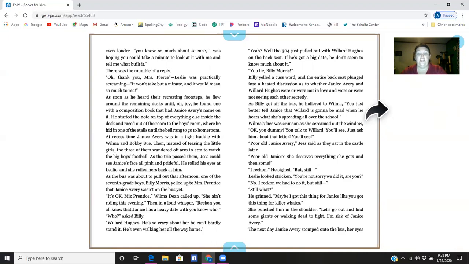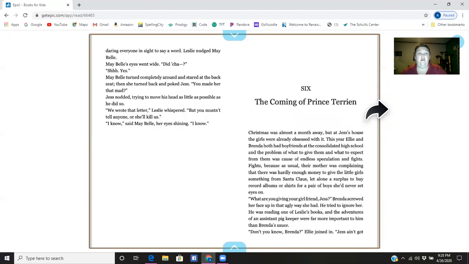The next day, Janice Avery stomped onto the bus, her eyes daring everyone in sight to say a word. Leslie nudged Maybelle. Maybelle's eyes went wide. "Did ya?" "Shh, yes." Maybelle turned completely around and stared at the back of the seat. Then she turned back and poked Jess. "You made her that mad?" Jess nodded, trying to move his head as little as possible as he did so. "We wrote that letter," Leslie whispered, "but you mustn't tell anyone or she'll kill us." "I know," said Maybelle, her eyes shining.